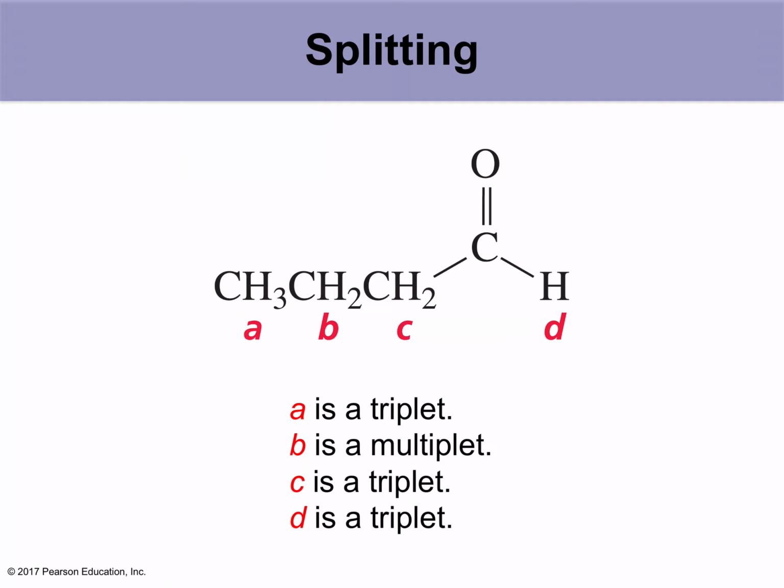Now in this molecule, A is connected to carbon B. There are 2 hydrogens on carbon B, so 2 plus 1, 3. So these 3 hydrogens will be a triplet. And then B, this carbon has 2 carbons carrying 5 hydrogens in 3-bond coupling. So B is a multiplet.